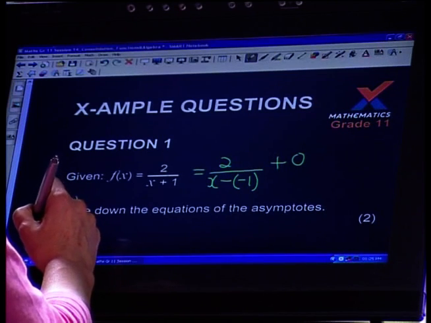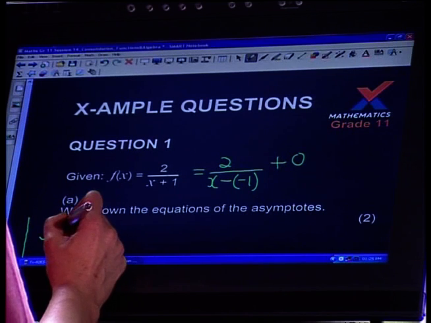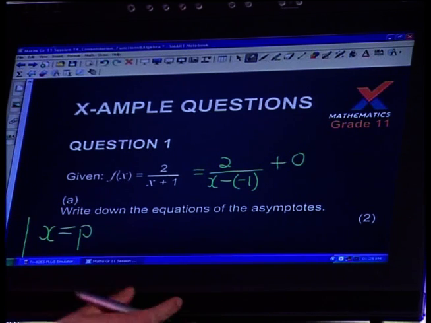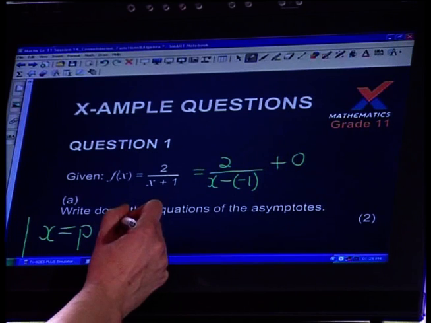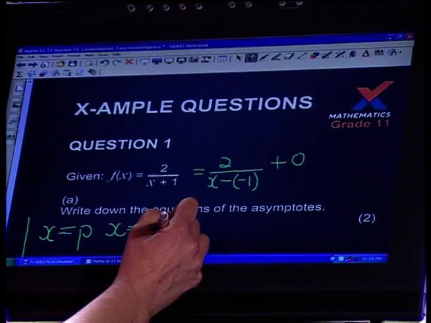So, as I said to you guys just now, if we want the equation of the vertical asymptote, that's the one going down, it is always x is equal to p. But remember, for that your graph must be in standard form, and that's why I put x minus 1. So I can quite comfortably say that my vertical asymptote will be at x equal to negative 1.